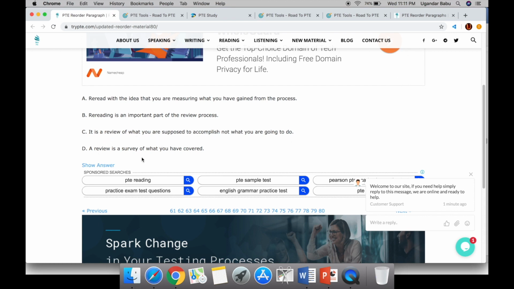A review is a survey of what you have covered. So here the review is clearly mentioned. So this should be the independent sentence. It is a review of what you are supposed to accomplish. This is the supporting point for this sentence. So a is an indefinite article and this is the supporting sentence. Rereading is an important part of the review process. Here a review process and here the review process. So this should always come next to this one. Reread with the idea. So this is a supporting point for this sentence.